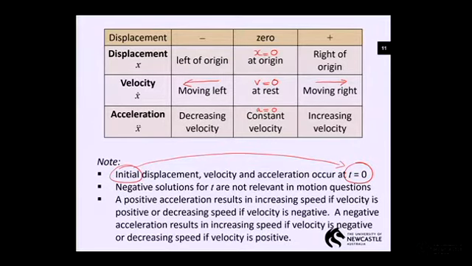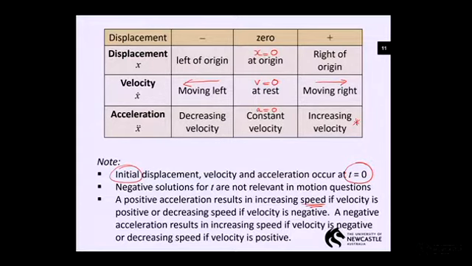It's this last one which tends to get really messy to explain. So if you can fit it under the table, I'm just going to get rid of that little mark there. This is the hard bit. A positive acceleration, that's this guy over here, results in increasing speed. Now the word speed has come in there, if the velocity is positive, or a decreasing speed if the velocity is negative. Now I'm going to put up a little diagram that I've always found handy to get me through this.